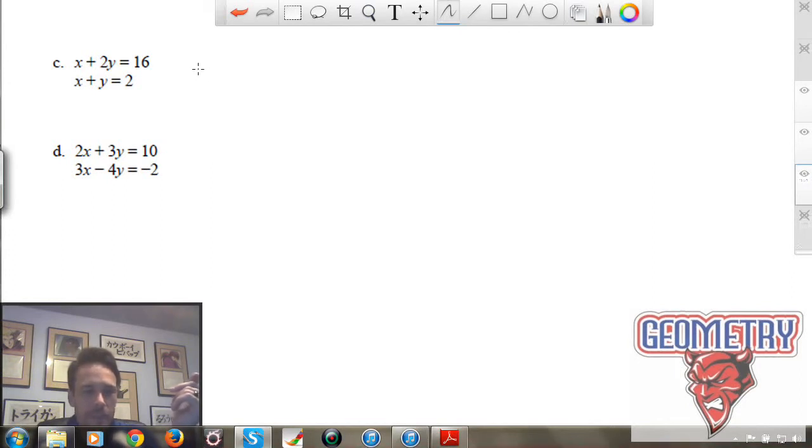Looks like we got a different method we can use for these. I'm going to use what's called linear combination. In that I'm going to combine these two equations together. We need to make these opposite of one another. Right? I can't just add these together and expect magic to happen.